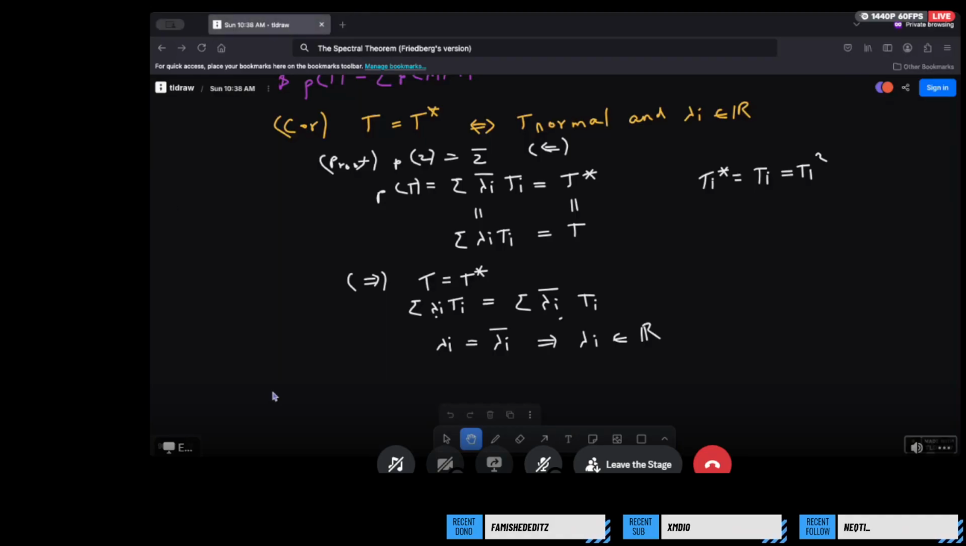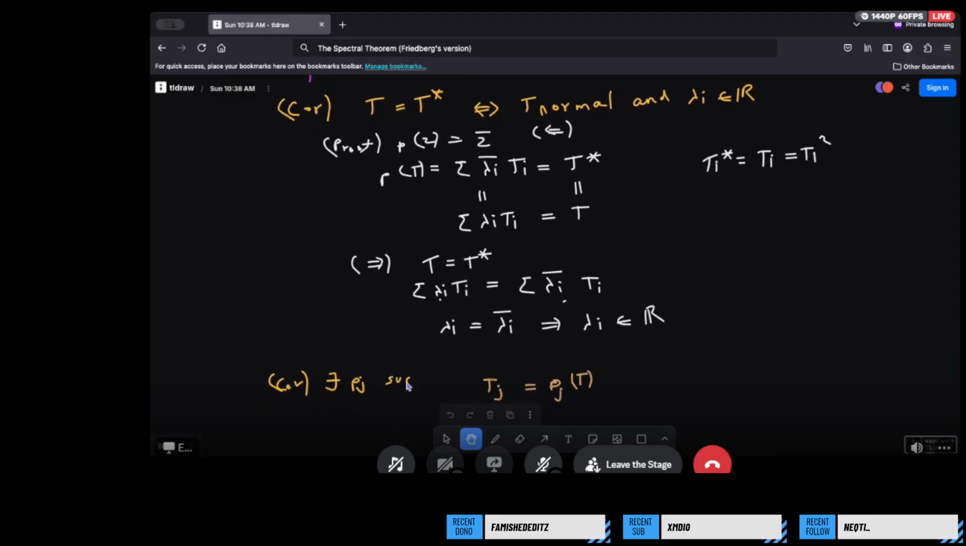All right. The last part is the last corollary. Each of these spectral projections, as we call them, Tj, is a polynomial in T. Let me rephrase this: there exists a polynomial Pj such that Tj is Pj of T.